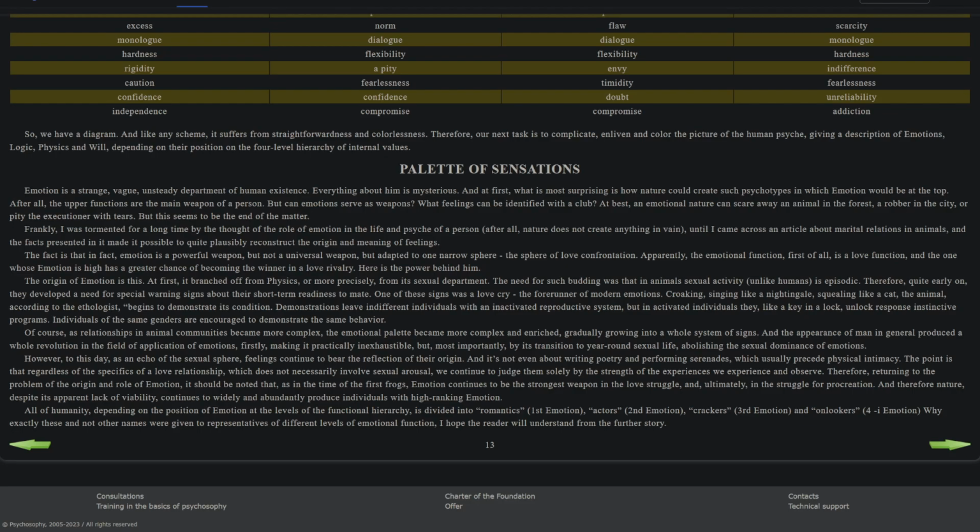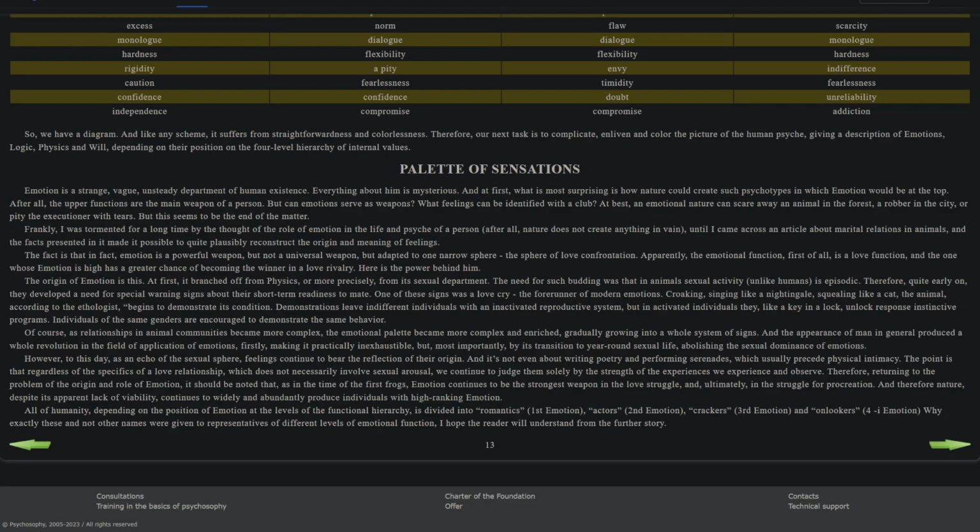Therefore, returning to the problem of the origin and role of emotion, it should be noted that, as in the time of the first frogs, emotion continues to be the strongest weapon in the love struggle, and ultimately in the struggle for procreation. And therefore nature, despite its apparent lack of viability, continues to widely and abundantly produce individuals with high-ranking emotion.